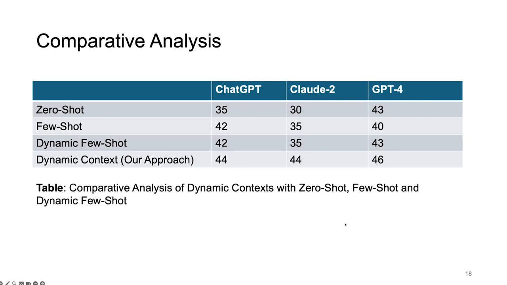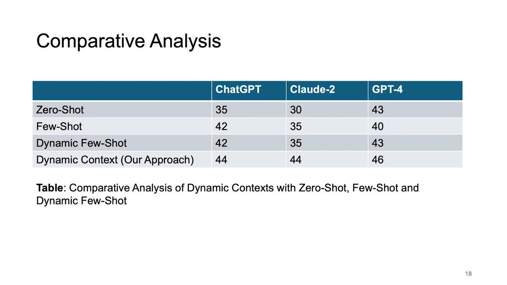We also compared our dynamic context approach with zero shot, few shot, and dynamic few shot. In zero shot, when the context was also passed with the instruction, Claude 2 generated only 30 correct questions compared to 35 for ChatGPT and 43 for GPT-4 out of the 48 samples. Claude 2 notably struggled, often unable to utilize the provided context effectively, and often imagining itself as a baby.